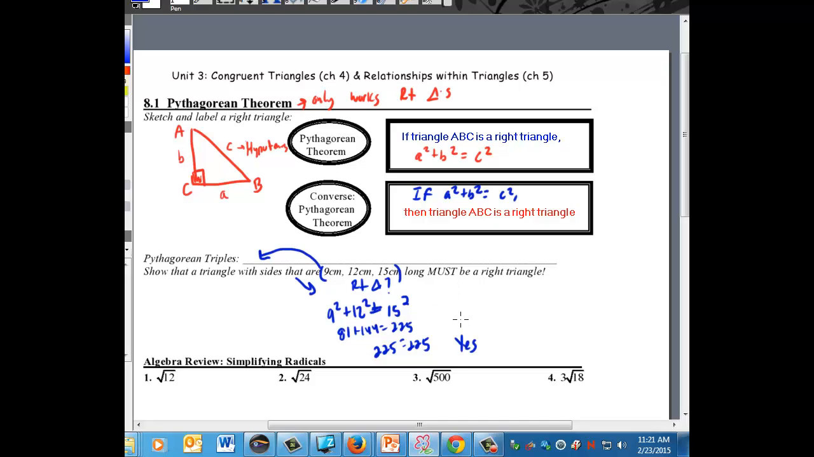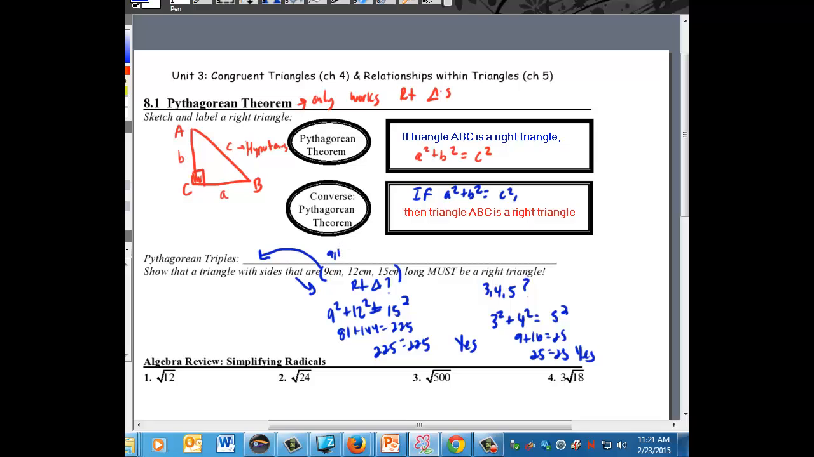Alright, let's try some other ones. Let's say you were given 3, 4, and 5. So we'll decide if 3, 4, and 5 create a right triangle. 3 squared plus 4 squared equals 5 squared. 9 plus 16 equals 25. 25 equals 25. Again, this is a yes.